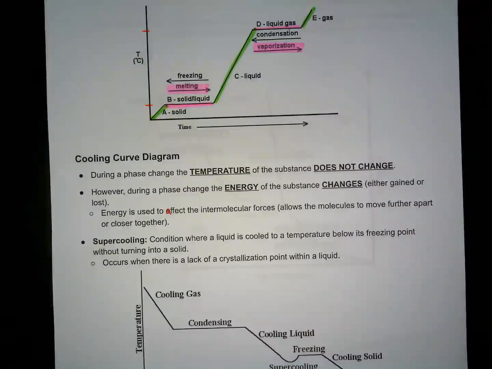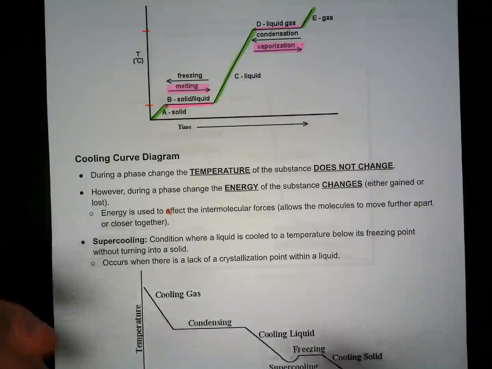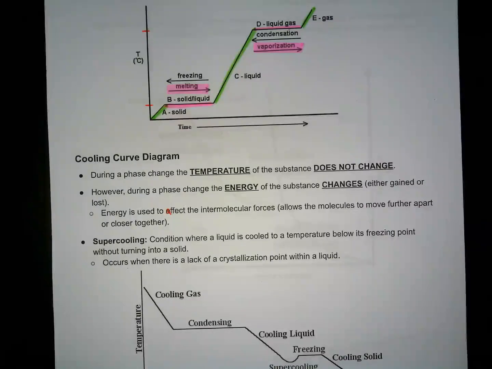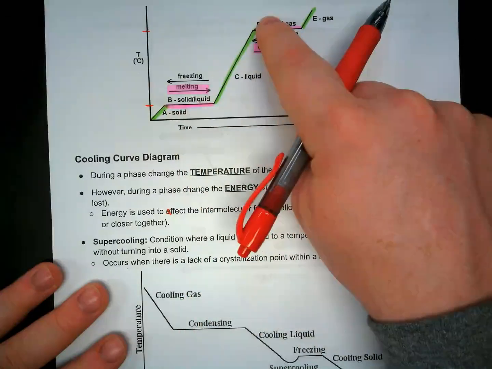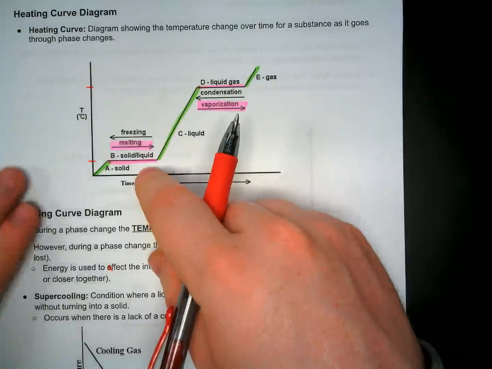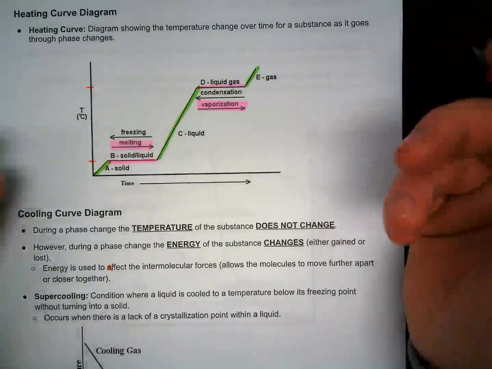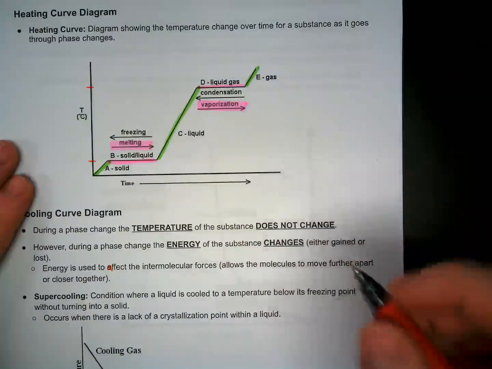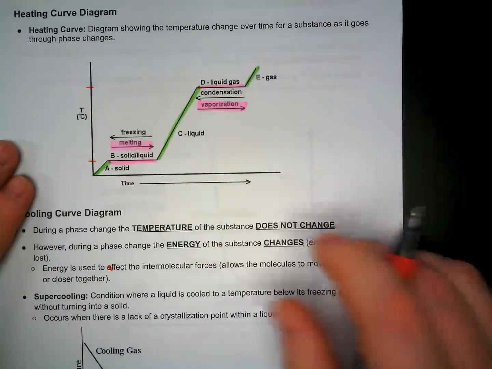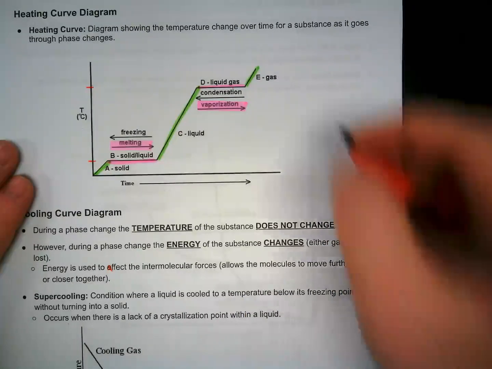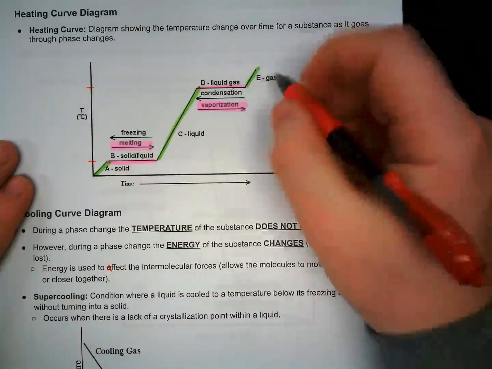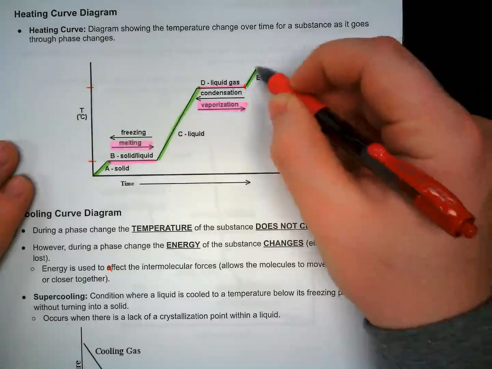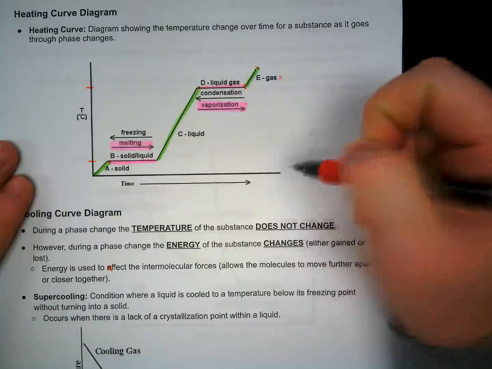Affect the intermolecular forces. And remember, those intermolecular forces allow the molecules to fall apart or get closer together. So when we are increasing the temperature, say going from a solid to a liquid, what's happening to the energy? As a note to write down here, we'll describe what the energy is doing when we're looking at just E right here. So from here to here, what's happening to the energy?